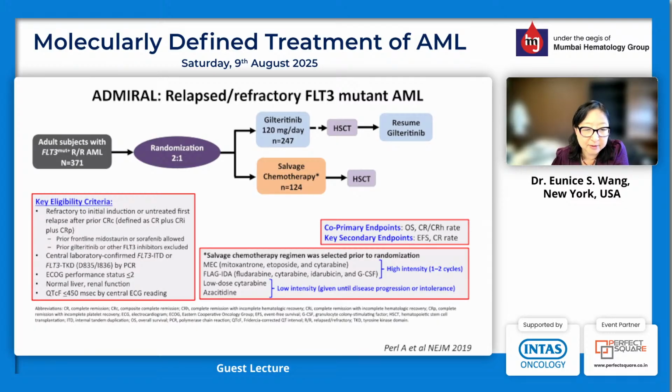And the salvage chemotherapy included high intensity therapy with mitoxantrone, etoposide, fludarabine, intermediate dose cytarabine, idarubicin, and G-CSF. So nobody would anticipate that this one pill daily would perform better than high intensity salvage chemotherapy administered in the inpatient setting for 4 to 6 weeks.